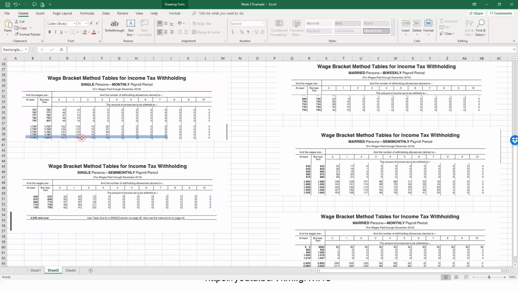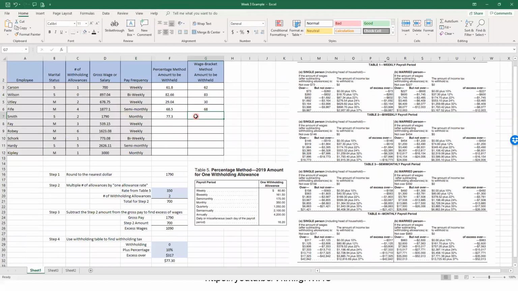So we're going to fall right in here. Single monthly, and she has 2 deductions. So we're going to follow that over to the number of allowances here, 2 allowances, and then we're going to go down to $78 here that should be withheld. Okay. All right. So let's keep going here.